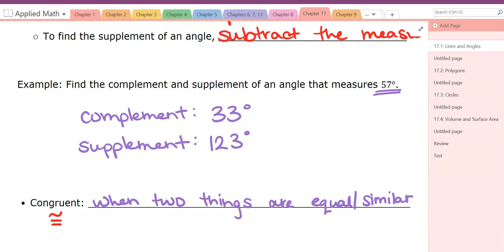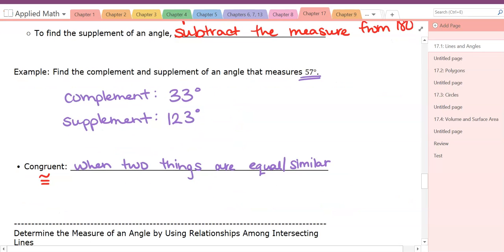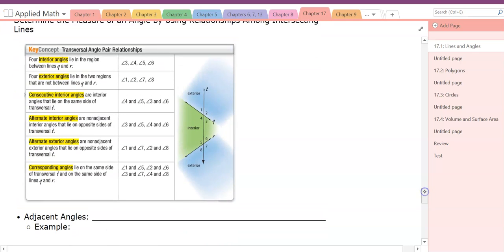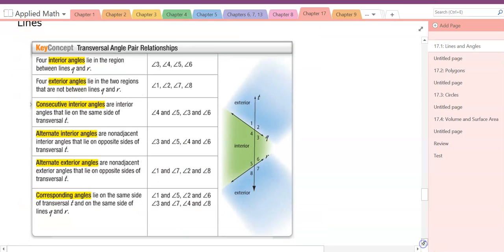Okay? Now, with lines, when we've got multiple lines in a picture and we start getting these angle pairs, you probably talked about this back in geometry. There are different types of angle pairs out there. Now, I put a chart, from an old geometry book, that talks about these different angle pairs. We talked a little bit about the interior and exterior of an angle, but we have things called consecutive interior, alternate exterior, and corresponding. Are any of those words ringing a bell for you guys?